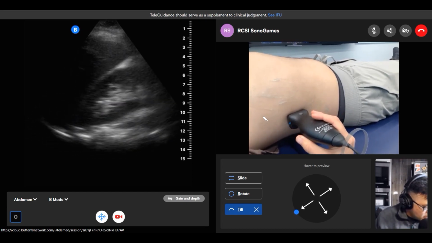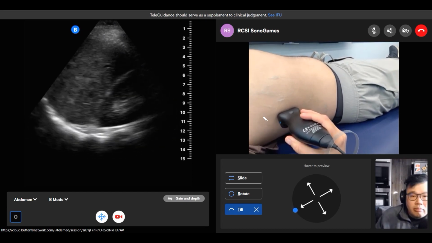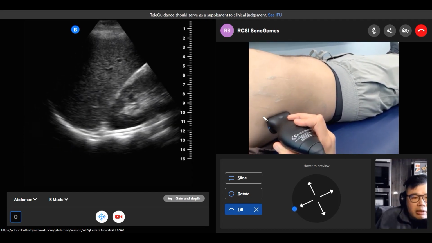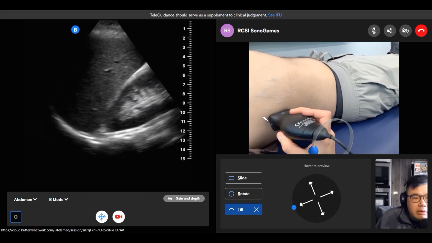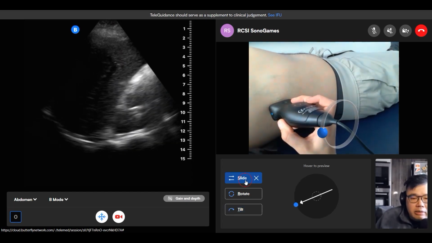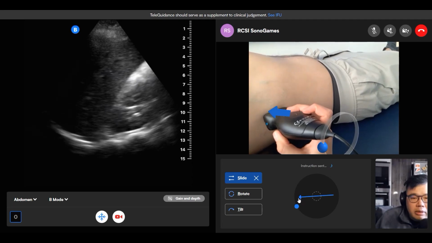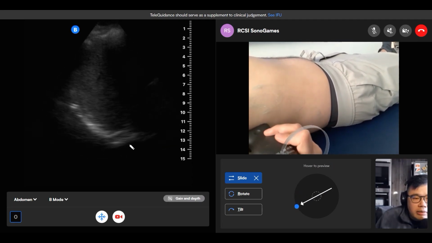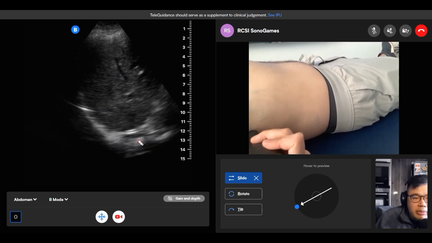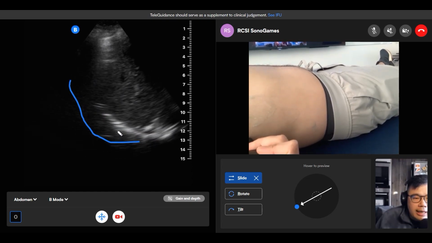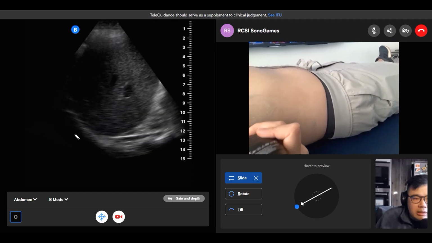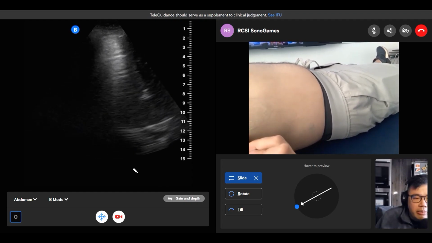Okay, so kidney. Yeah, perfect. Okay, and then you want to move a little bit more superior, as in this direction. Oh, that's so much better. Thank you. So I'm moving this way. Yeah. Okay. So now what happens is you want to clear the area above the diaphragm, is what I'm getting at. So the thoracic space. You want to make sure that there's no fluid up here.